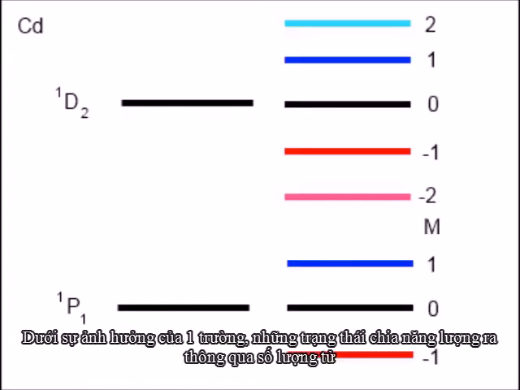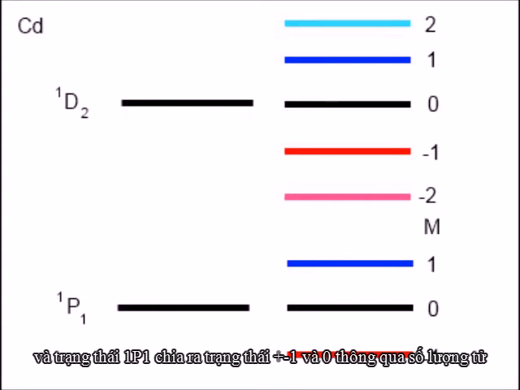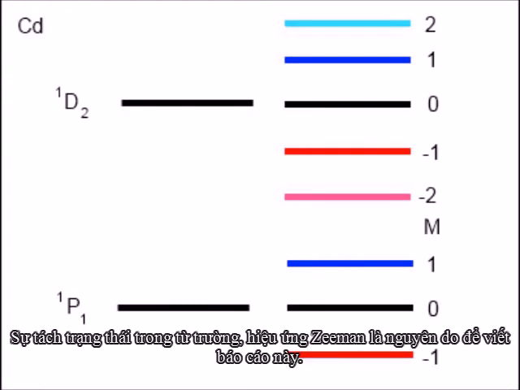Under the influence of a magnetic field, these states split their energies according to the m quantum number. The 1D2 state splits into the plus and minus 2, plus and minus 1, and 0 states according to the m quantum number. And the 1P1 state splits into the plus and minus 1 and 0 states according to the m quantum number. This splitting of states in a magnetic field is known as the Zeeman effect and is the principal point of inquiry of this report.